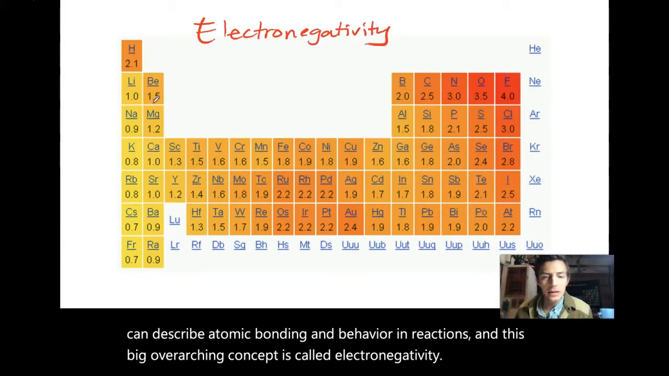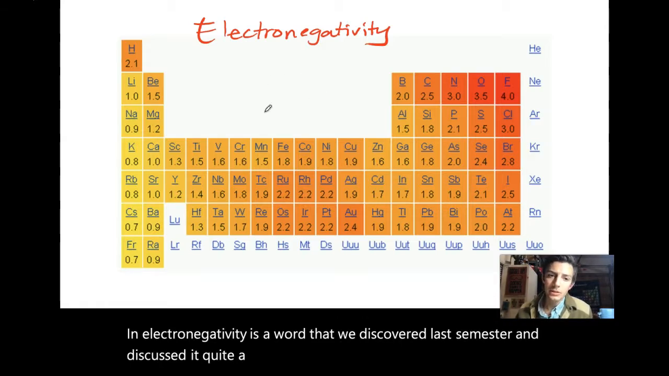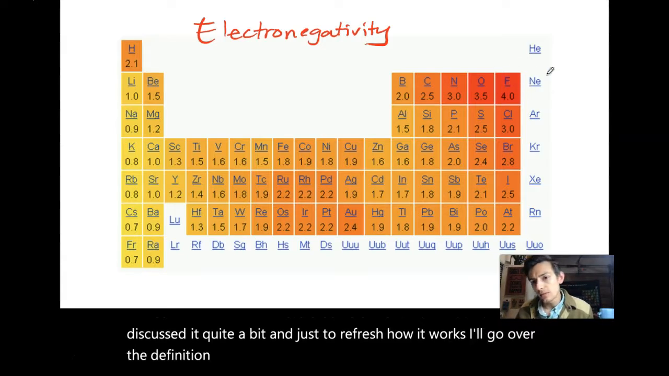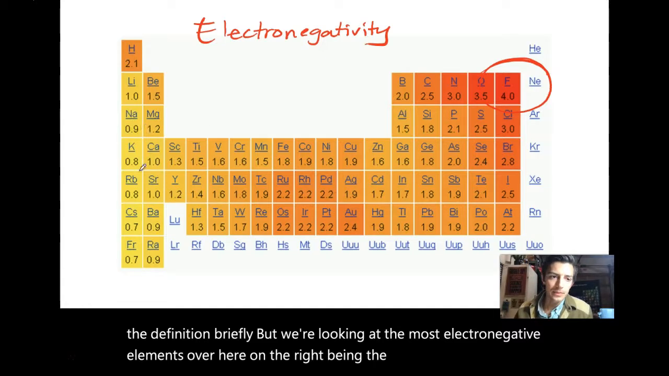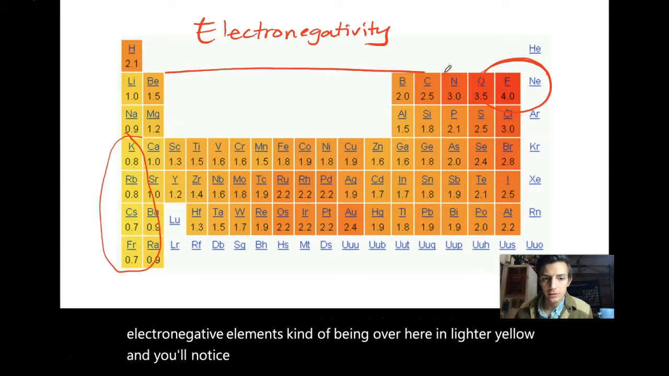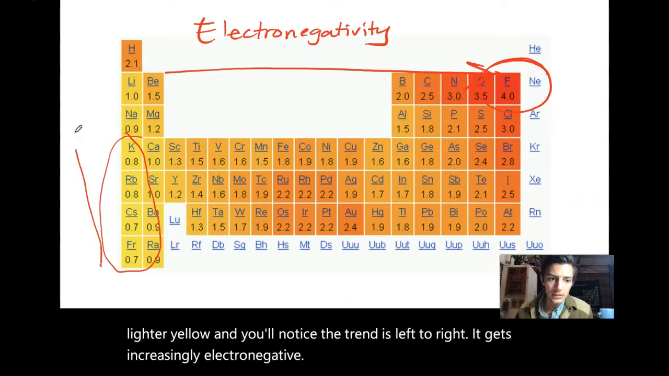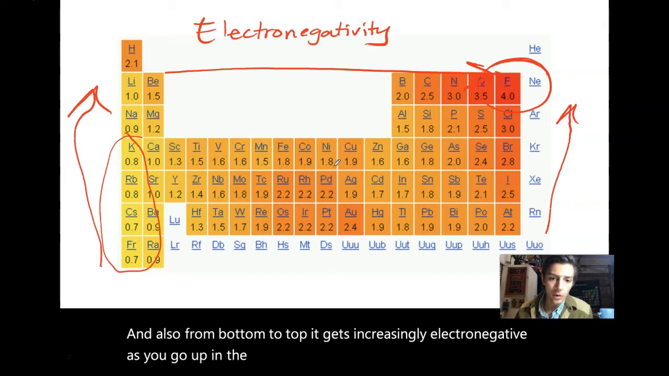Electronegativity is a word that we discovered last semester and discussed quite a bit. Just to refresh how it works, I'll go over the definition briefly. The most electronegative elements are over here on the right, being the most red. The least electronegative elements are over here in lighter yellow. You'll notice the trend is that from left to right it gets increasingly electronegative, and also from bottom to top. It gets increasingly electronegative as you go up in the periodic table, wherever you are, pretty much.